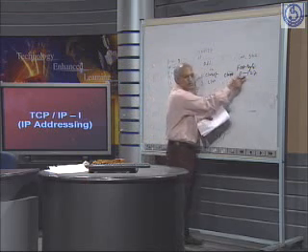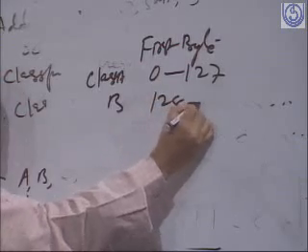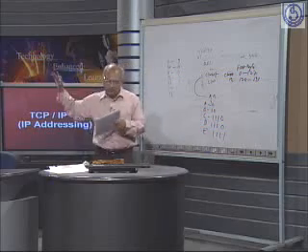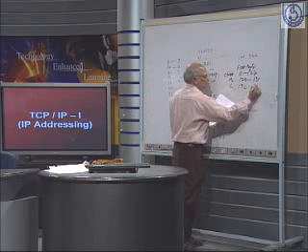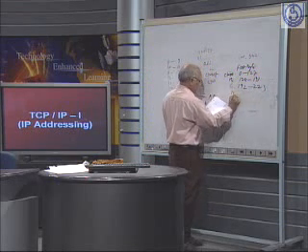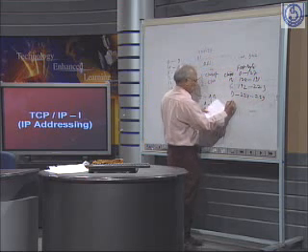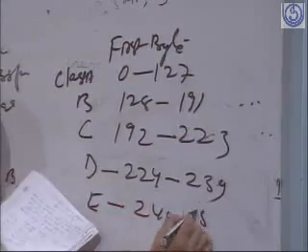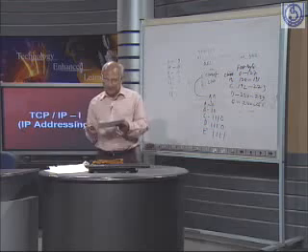So class A is 0 to 127, the class B range is 128 to 191. Only the first byte you have to see, just ignore the second, third, fourth. Class C is from 192 to 223, class D 224 to 239, and then class E from 240 to 255. So this is what the range is, where decimal notation is concerned.